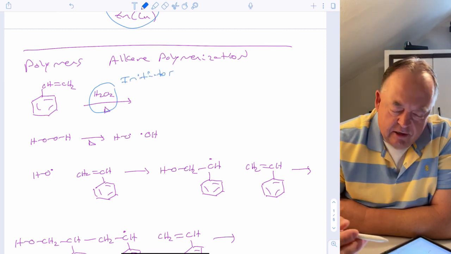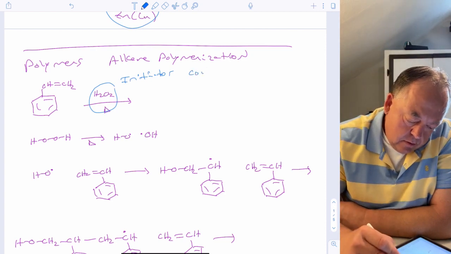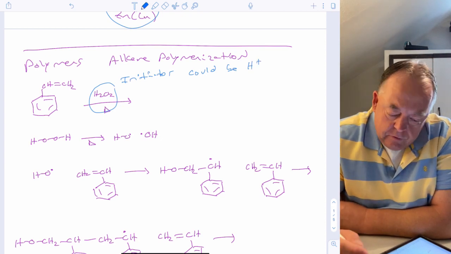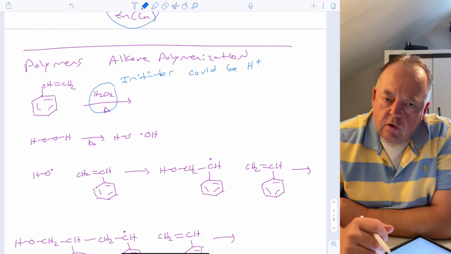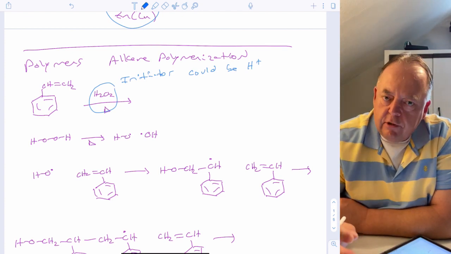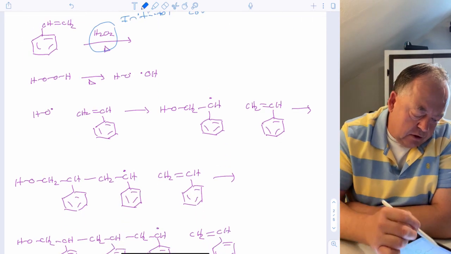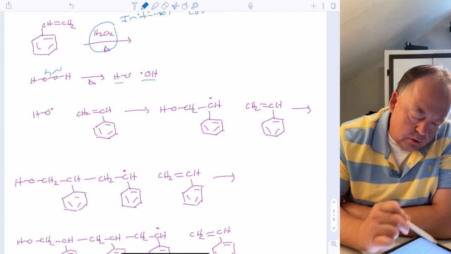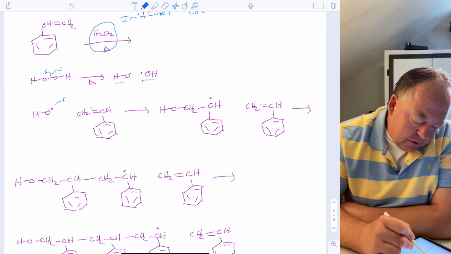So in this case, it's going to be a free radical mechanism. It could simply be just H+, just an acid, or just a base and an alkene, to get a free radical, to get a polymerization reaction going. The way this particular reaction works, the peroxide bond is very weak, so you're going to make two peroxyl radicals, and then that's going to react with the alkene.